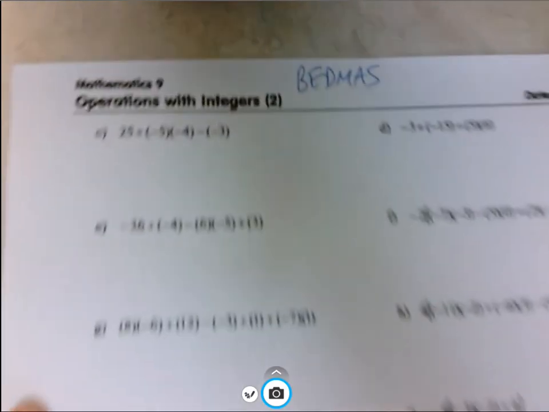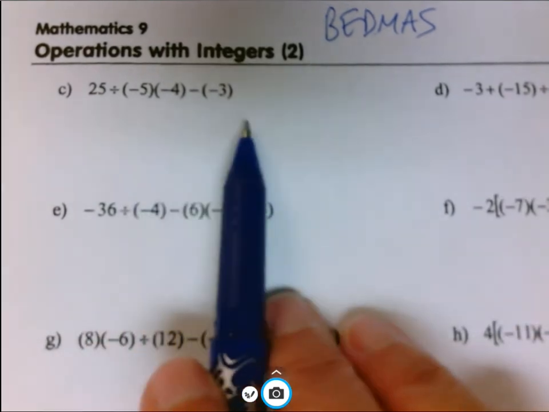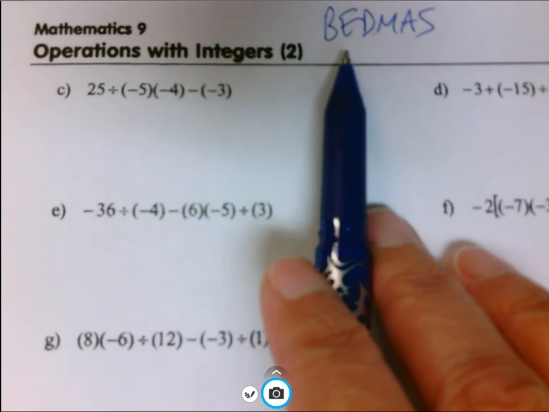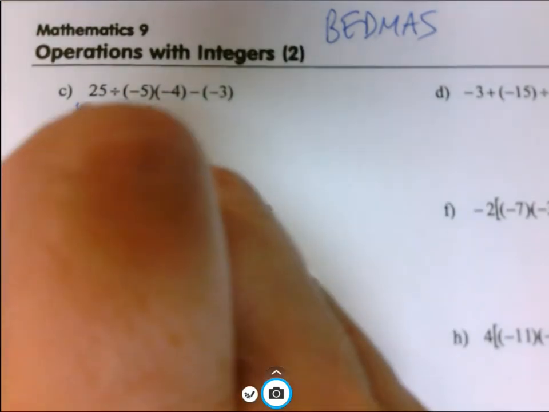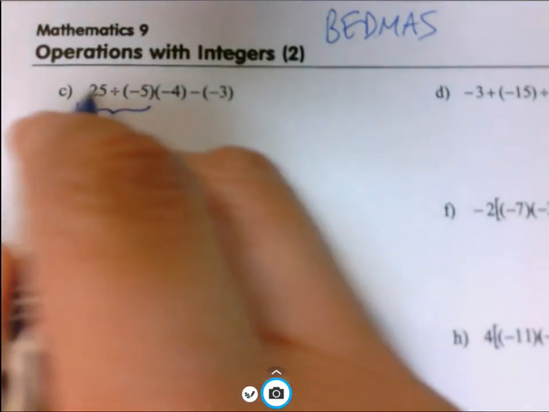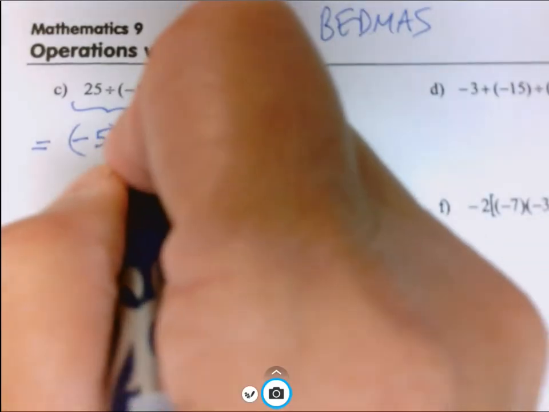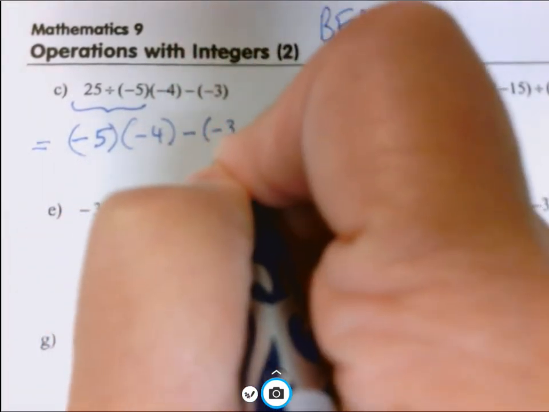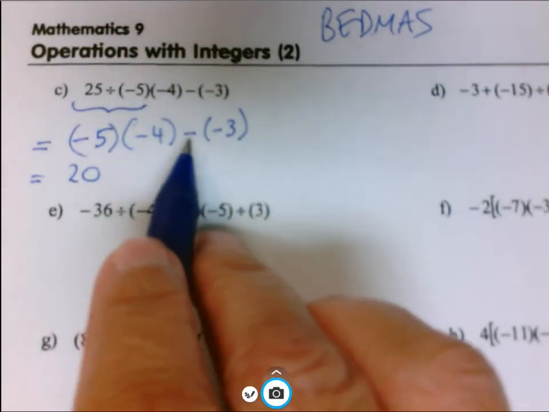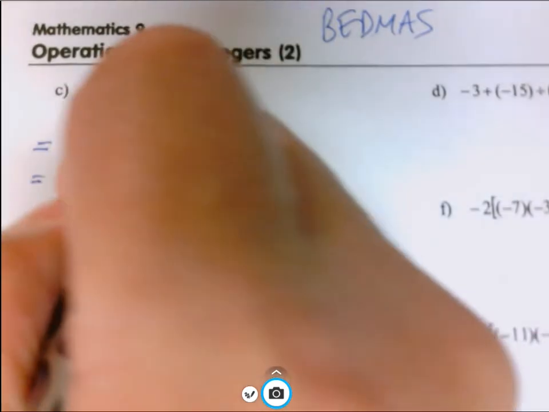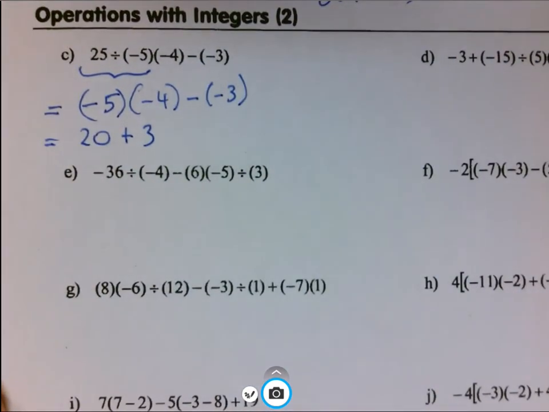So when we study this first question, we notice right away there's no brackets to do anything inside because there's just single numbers in the brackets. There's no exponent. We'll do the division, and I can see this division here right away. So 25 divided by -5, you just divide the numbers and the answer will be negative. So that's -5. That's going to be times -4 minus -3. -5 times -4 is a positive 20. Subtracting -3 is the same as adding positive 3. Remember, subtracting cold, taking away cold, is the same as adding heat.